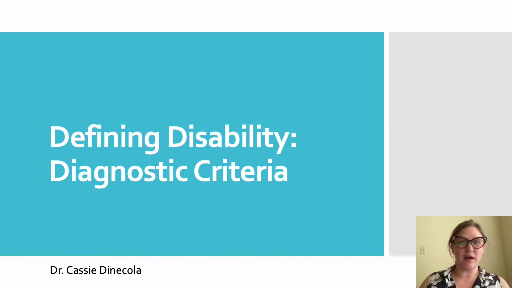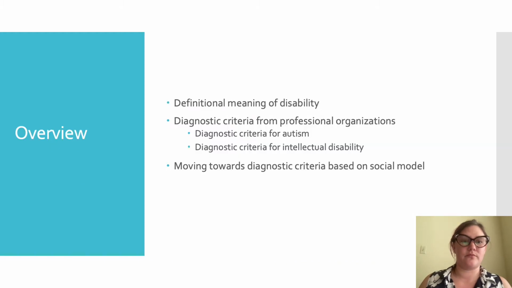In this video, I will be explaining diagnostic criteria for developmental disabilities. We'll focus on intellectual disability and autism. So what we'll be talking about in this video is the definitional meaning of disability. There are diagnostic criteria from professional organizations that help us to diagnose both autism and intellectual disability.